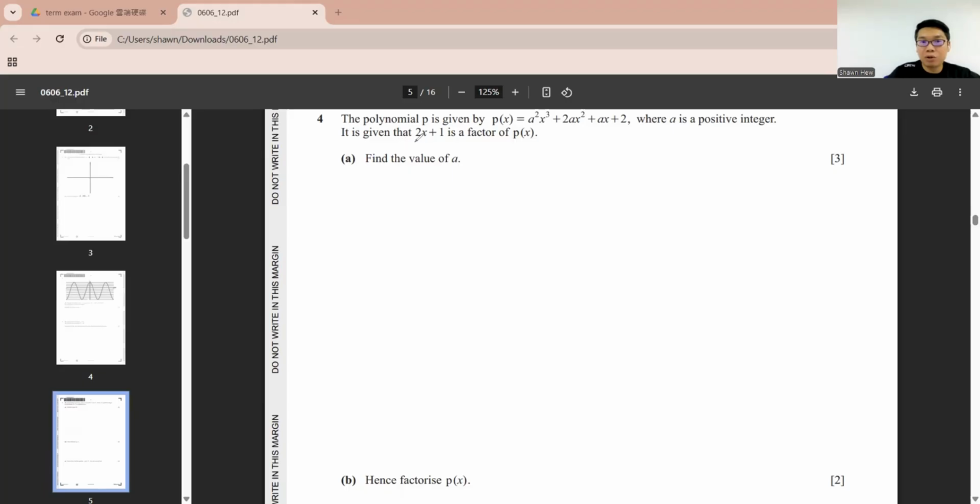Question 4 is about factors of polynomials. They say 2x plus 1 is a factor of p(x). So when x equals negative 1 over 2, the equation equals 0. So we substitute x equals negative 1 over 2 into the equation.